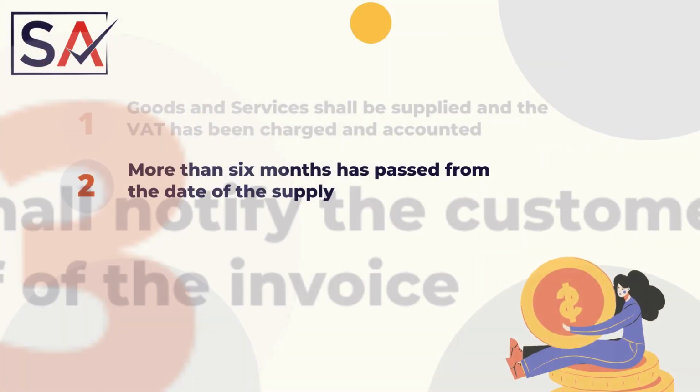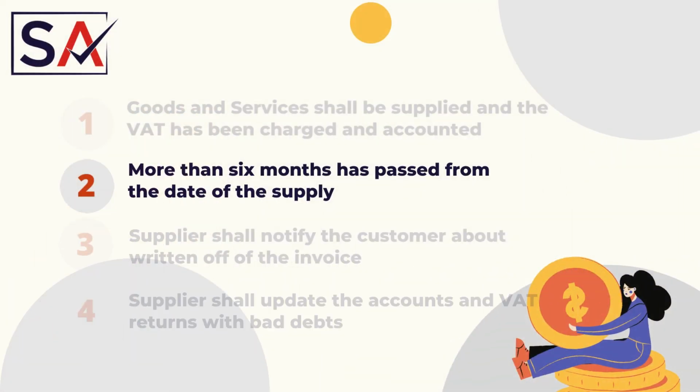Number 2. More than 6 months has passed from the date of the supply. It means, the debt should remain unpaid for a period of 6 months from the date of supply. In other words, the supplier cannot declare the debt as bad and cannot take the adjustment for value-added tax in the value-added tax return within 6 months from the date of supply.